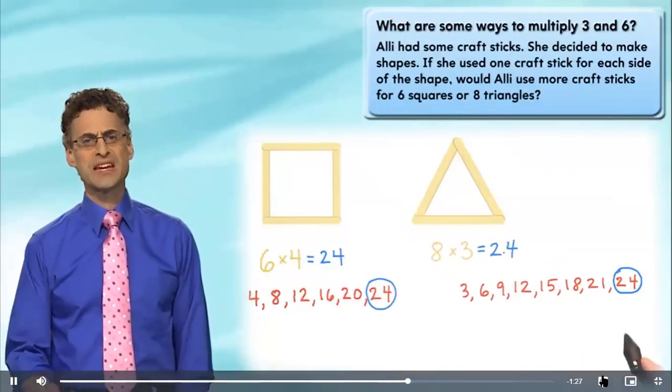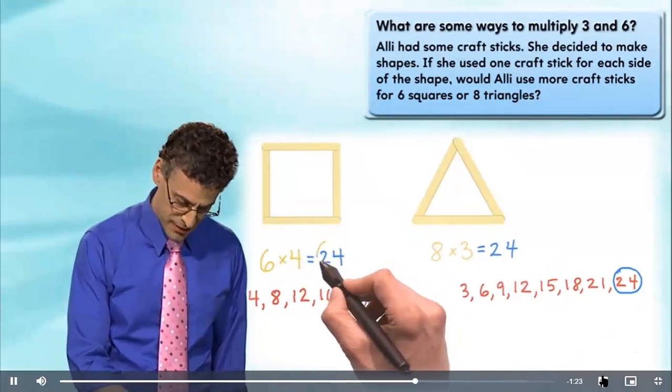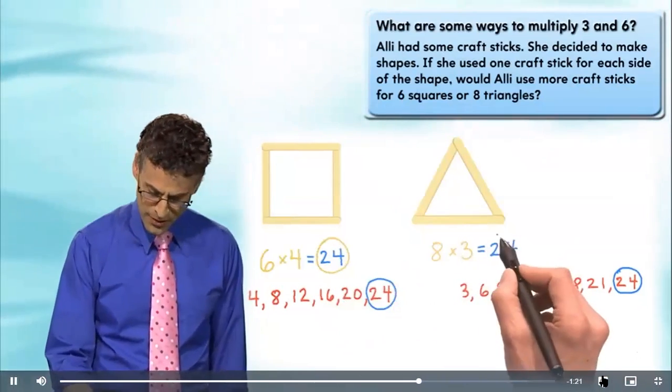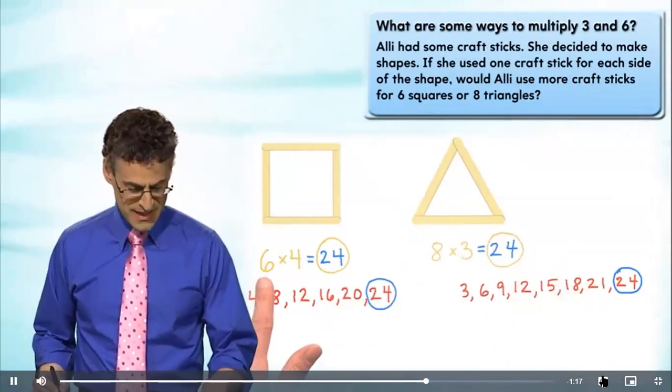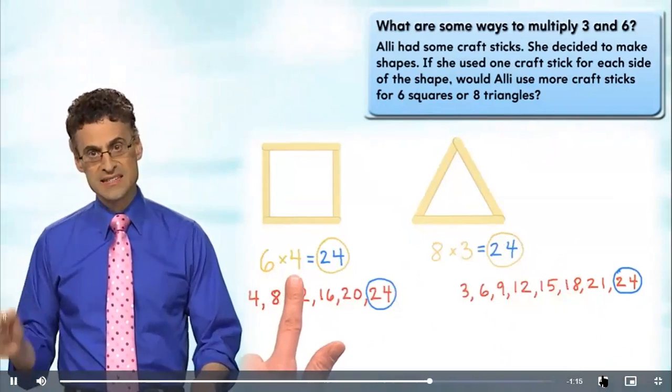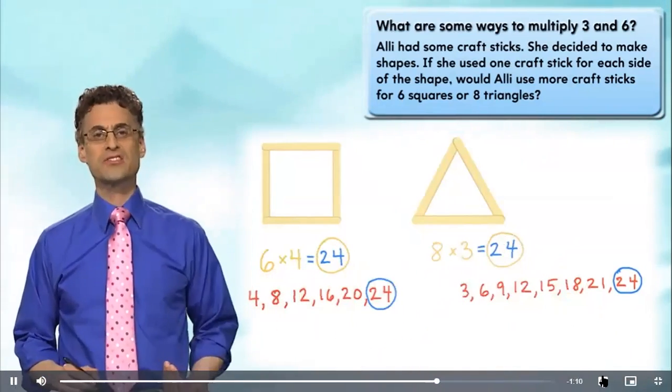Well, now that's kind of interesting, because check it out. I actually see that I get the same answer. 24, 24. And so we just learned something really cool about multiplication. 6 times 4 is the exact same thing as 8 times 3. We get the same answer either way.